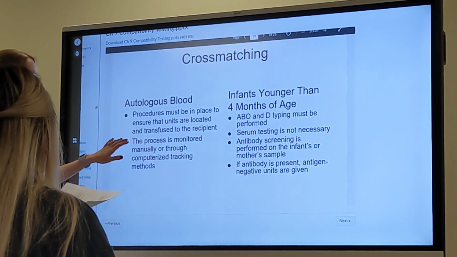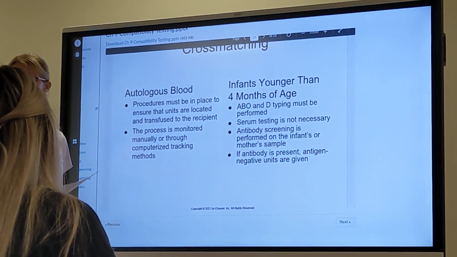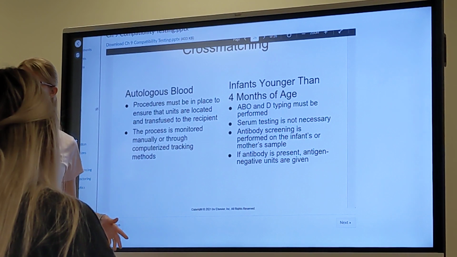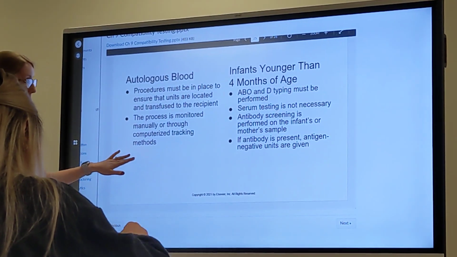Can you use dad's plasma if they needed to do a cross match or something? No. So if I ask you that on the test, no. Babies or mamas?